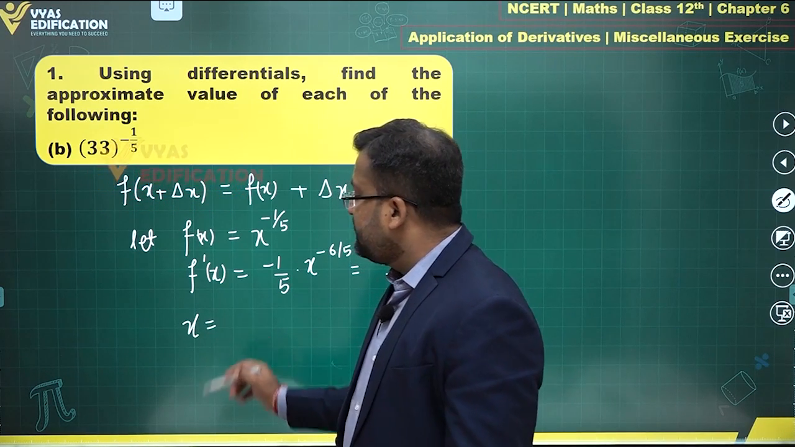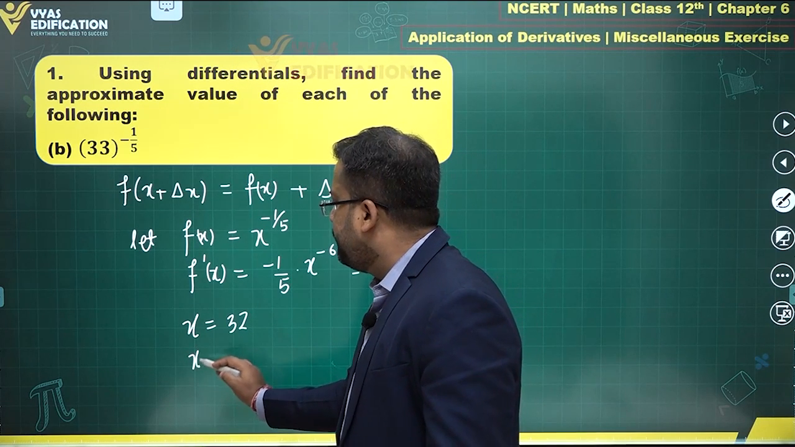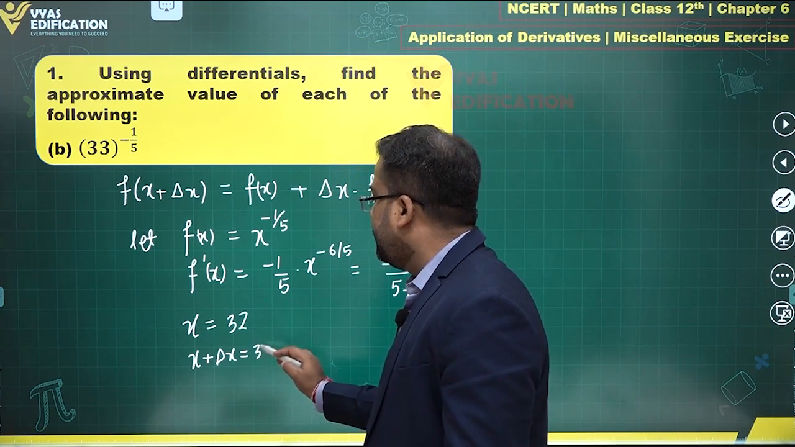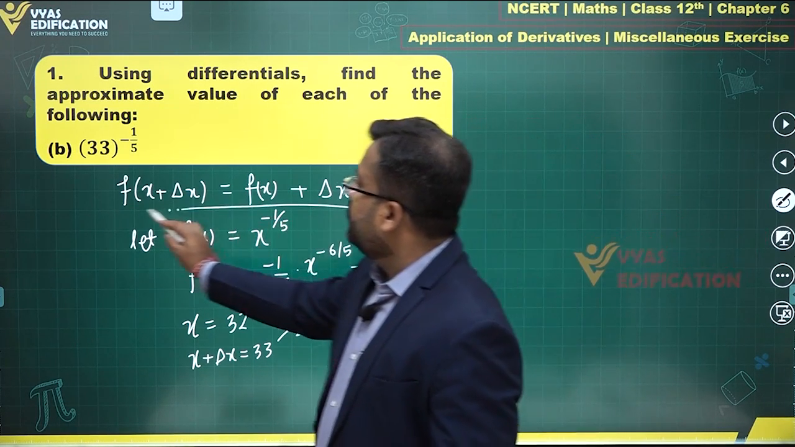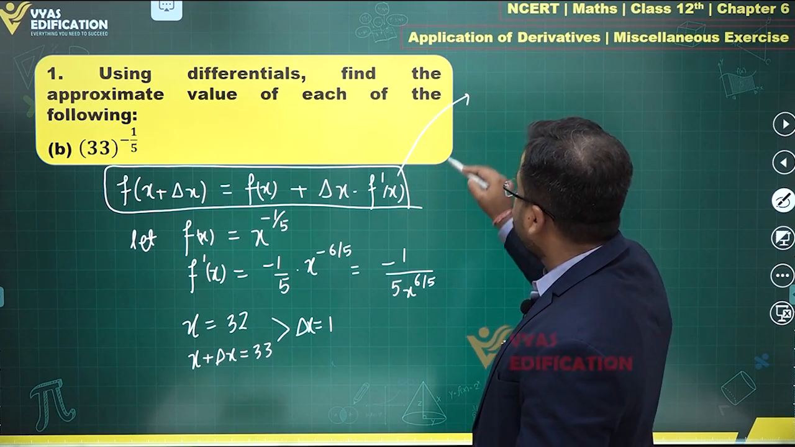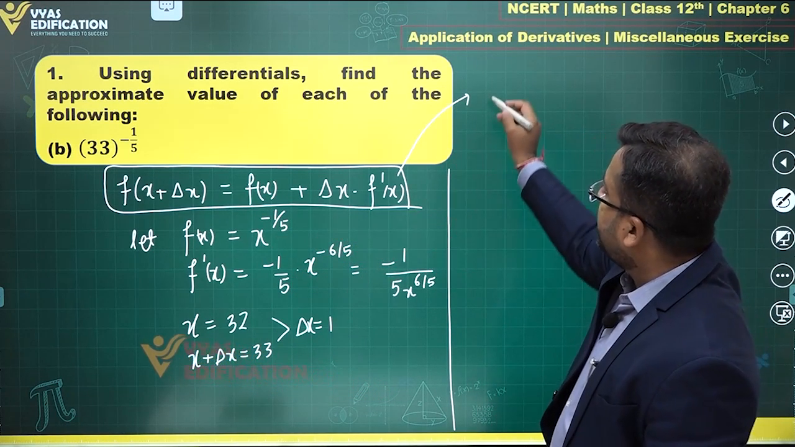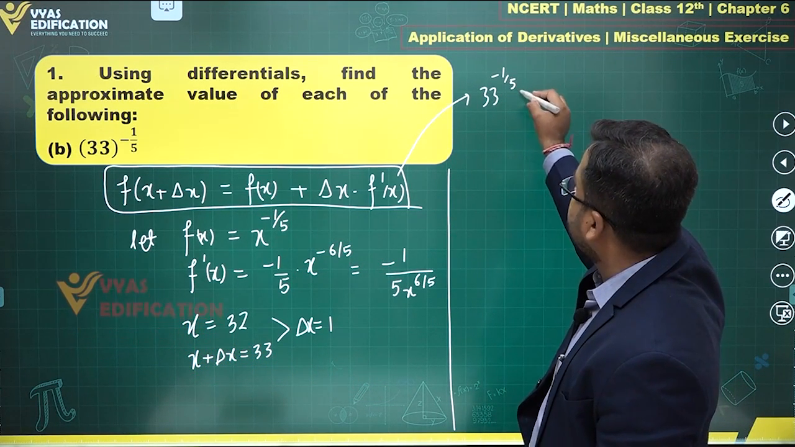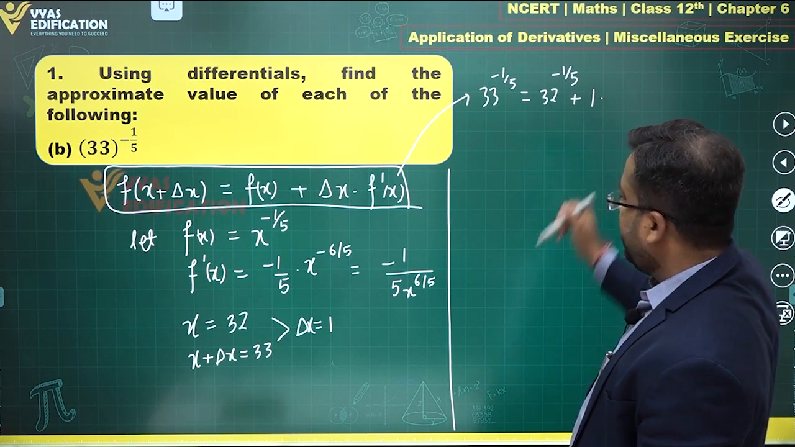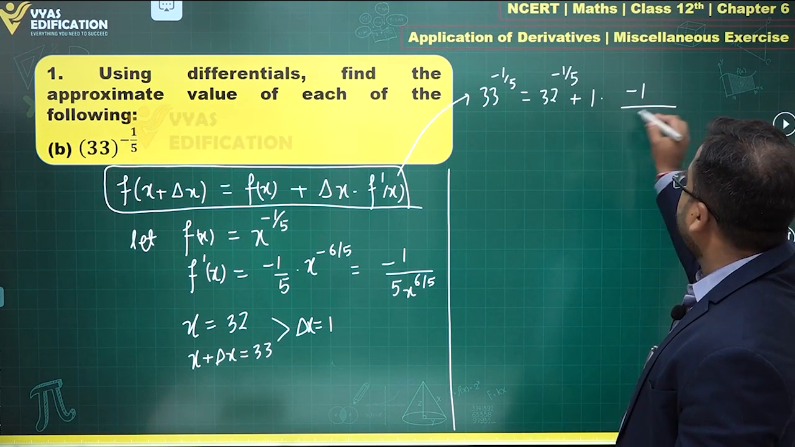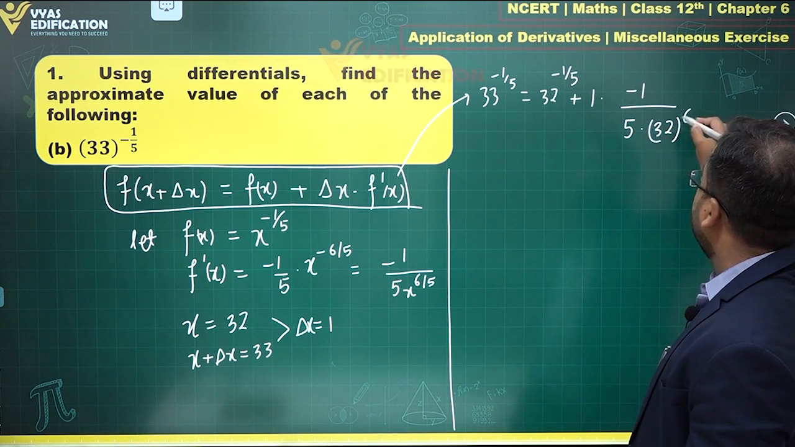What is x? X is something for which we know the power 1 by 5, that is 32, right? X plus delta x can be seen clearly, this is 33. On basis of this, delta x is simply 1, right? And now use this formula along with the values below to derive the value. F of x plus delta x will be 33 power minus 1 by 5. 33 power minus 1 by 5 is equal to 32 power minus 1 by 5 plus delta x, which is 1 times f prime x, which is minus 1 upon 5 times x power 6 by 5. What is that? 32 power 6 by 5 in the denominator.